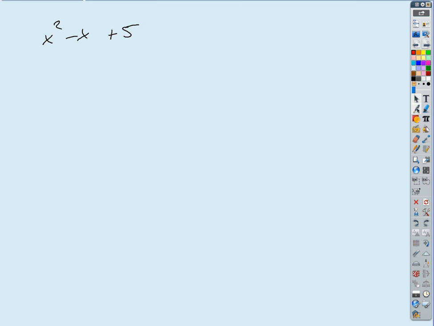If I want to write this in factored form, what would the magic numbers have to multiply to? And add to? Do they exist? No, that one can't be factored, right? That's not one that can conveniently be factored.